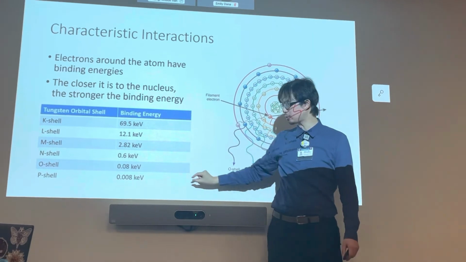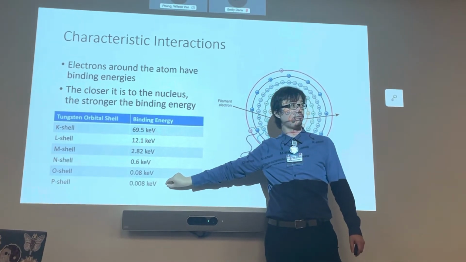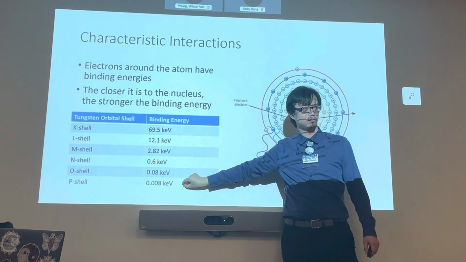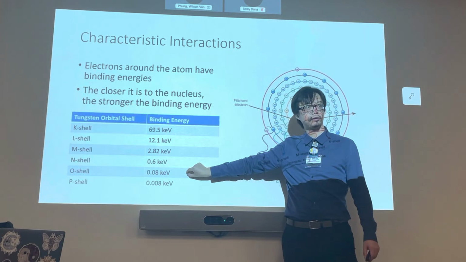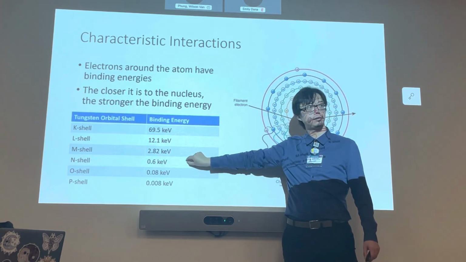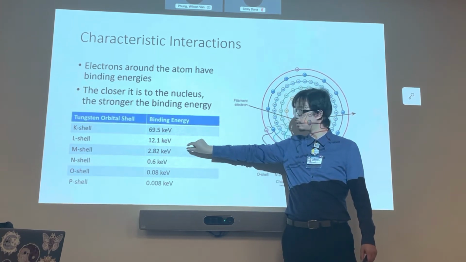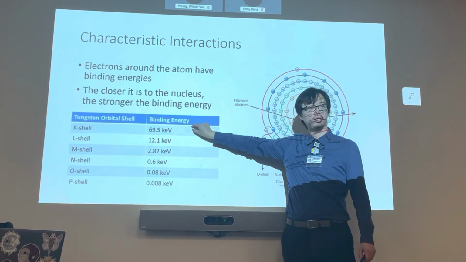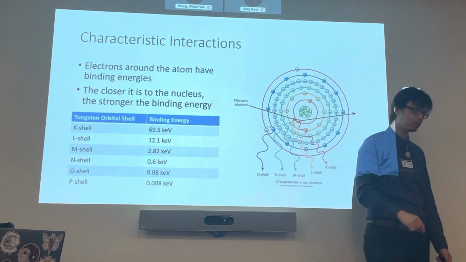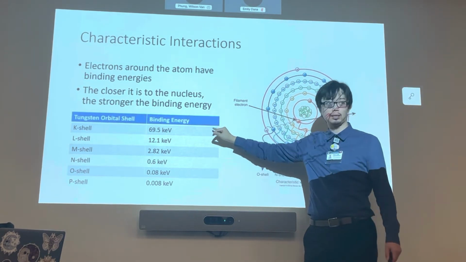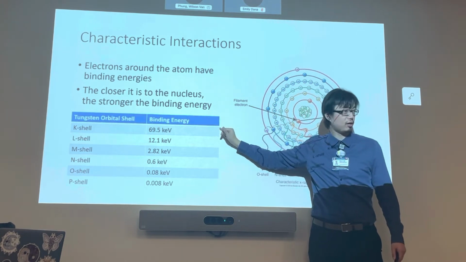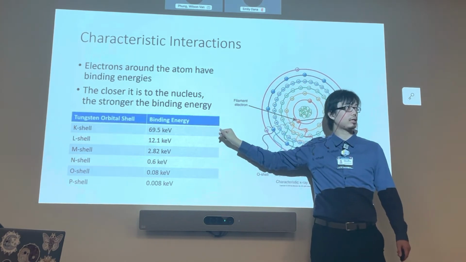If this electron crashes into the P shell, does it have enough energy to kick out the P shell electron? Yes, because 60 is greater than 0.008. What about the O shell? Yes. N shell? Yes. M shell? Yes. L shell? Yes. K shell? No. Why not the K shell? Because it's very high, 69.5 keV. That's right. So only 60 keV in my incoming electron. Binding energy is 69.5. I do not have enough energy to kick out this electron.